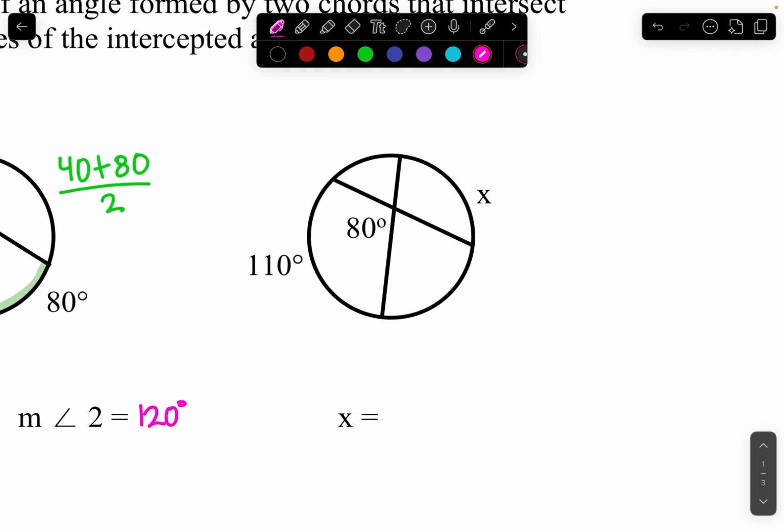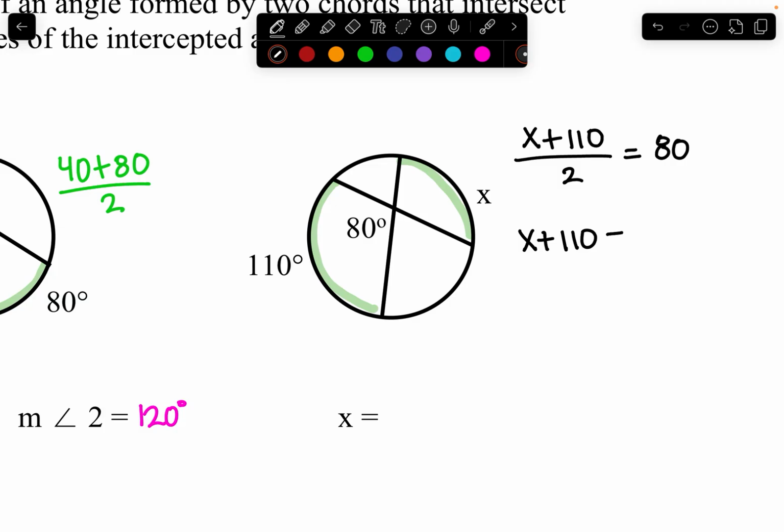This example over here is a little bit different because I know the angle that's on the inside and I know one of the arcs, but I'm missing the other. So this is essentially just a backwards problem where I have to add the two arcs together. So x plus 110 divided by 2. It's supposed to give me that inside angle, but I already know what the inside angle is. It's 80. So now I'm going to work backwards. x plus 110 is going to equal 160. I just multiplied both sides by 2. And then I'm going to subtract 110. And I get that x should be 50.